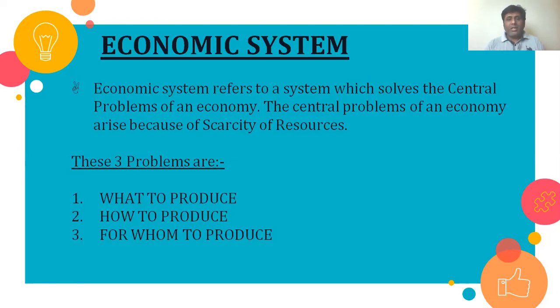Now these are known as central problems. Central problems means these problems, what to produce, how to produce, and for whom to produce, are prevailing in each and every economy, because scarcity of resources is there in all economies, whether it is a developed economy like the US or a developing country like India. So these are the three central problems of the economy. How the Indian government, after getting independence, tried to solve all these central problems, through which economic system they solved these problems, that we are going to discuss.